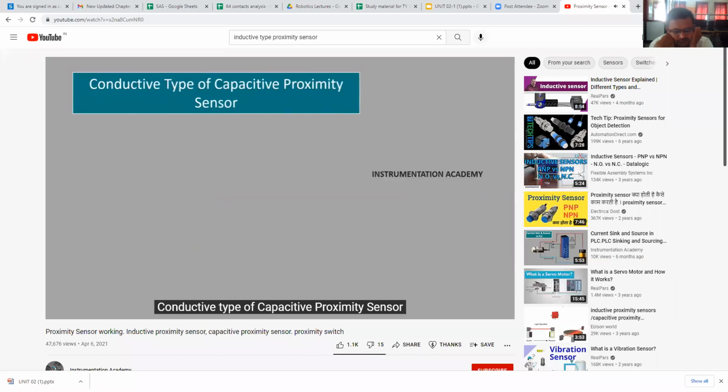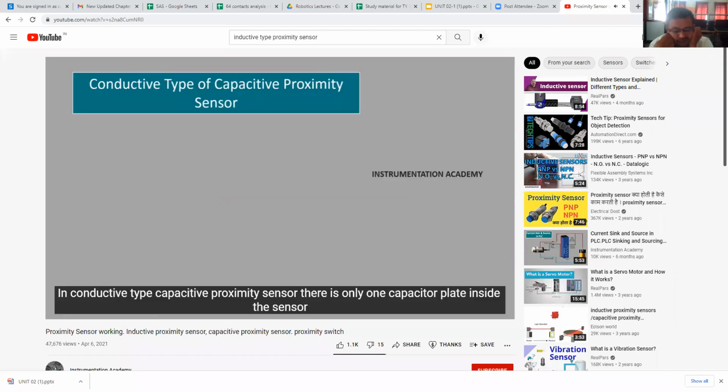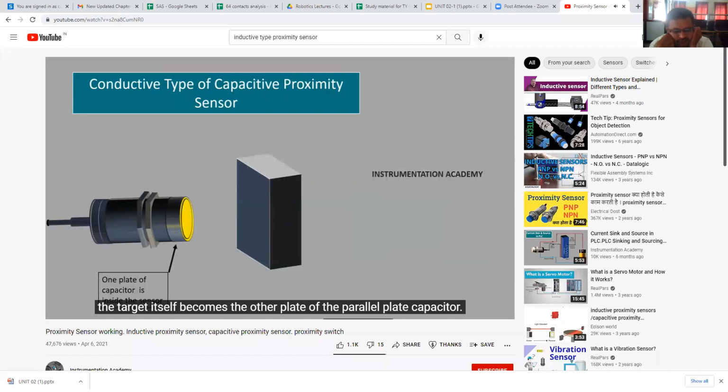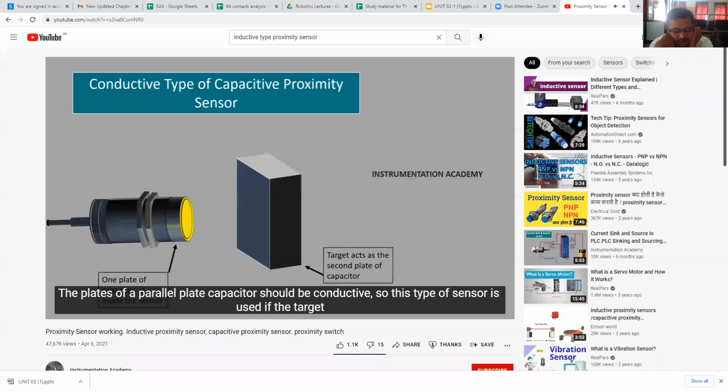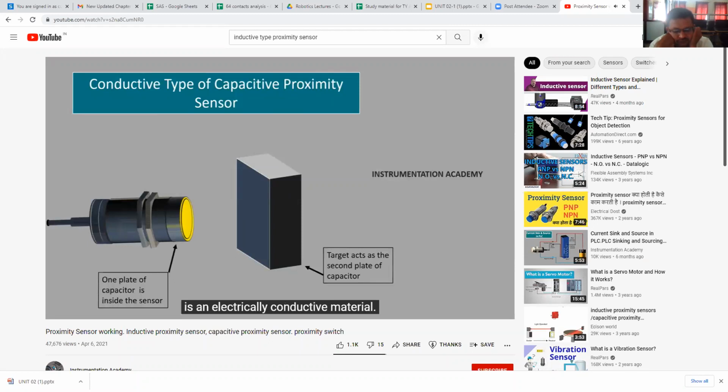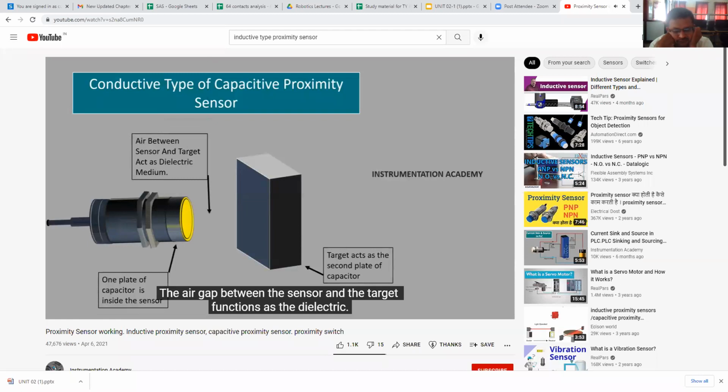Conductive type of capacitive proximity sensor. In conductive type capacitive proximity sensor, there is only one capacitor plate inside the sensor. The target itself becomes the other plate of the parallel plate capacitor. The plates of a parallel plate capacitor should be conductive. So this type of sensor is used if the target is an electrically conductive material. The air gap between the sensor and the target functions as the dielectric.